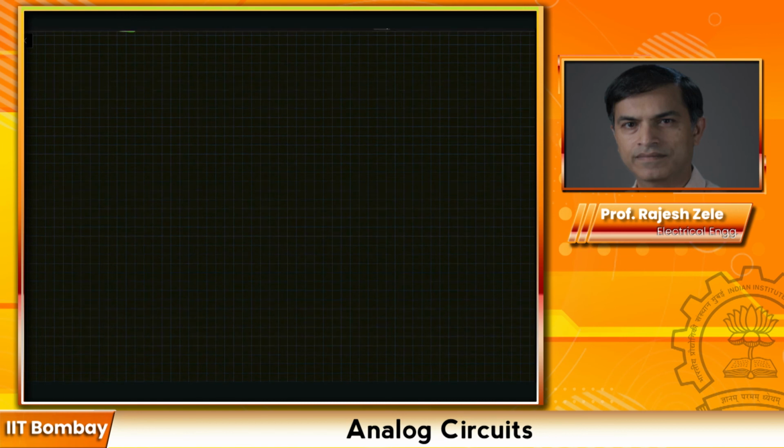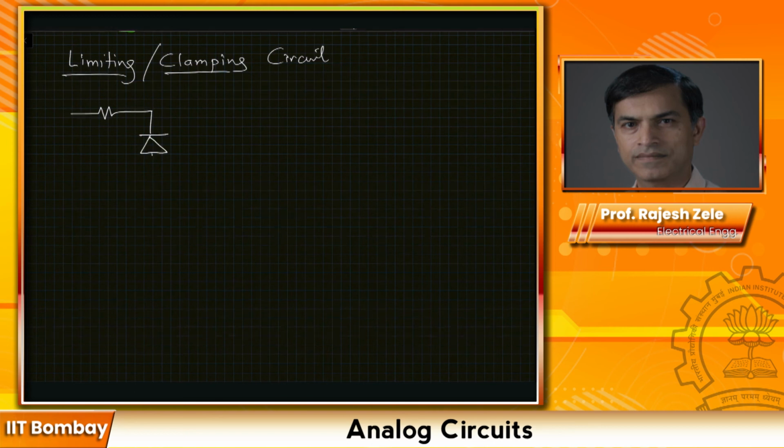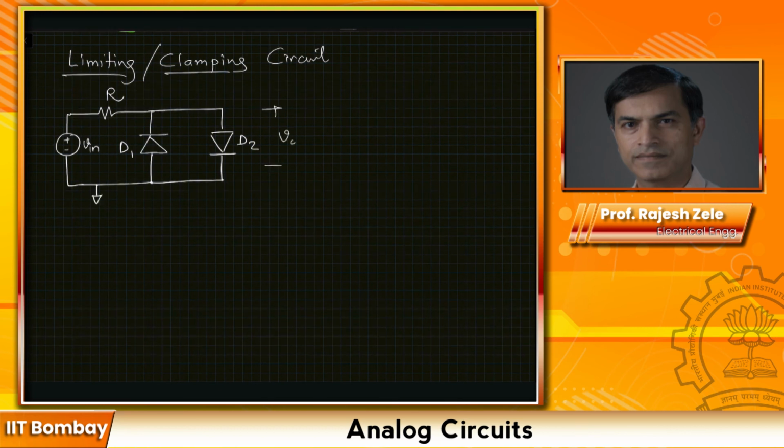Next circuit we are going to go through is called limiting or clamping. Let me draw the circuit for you and then explain what it does. I have handpicked a few circuits so that once you get exposed to them, you can easily do more complex circuits. This is diode D1 and this is diode D2, and the output voltage is across V0 here.